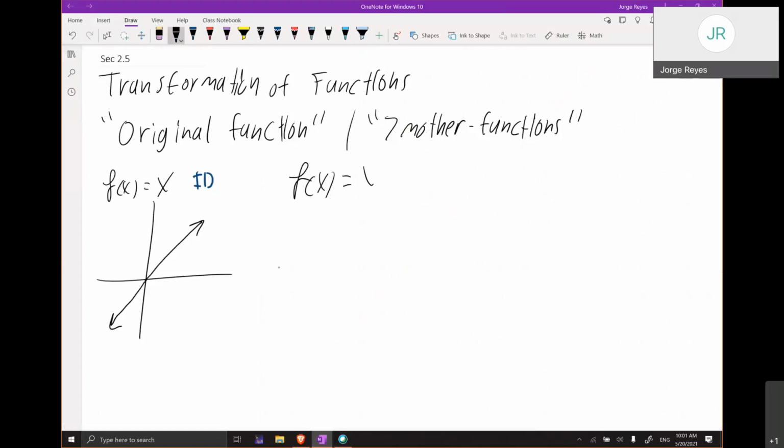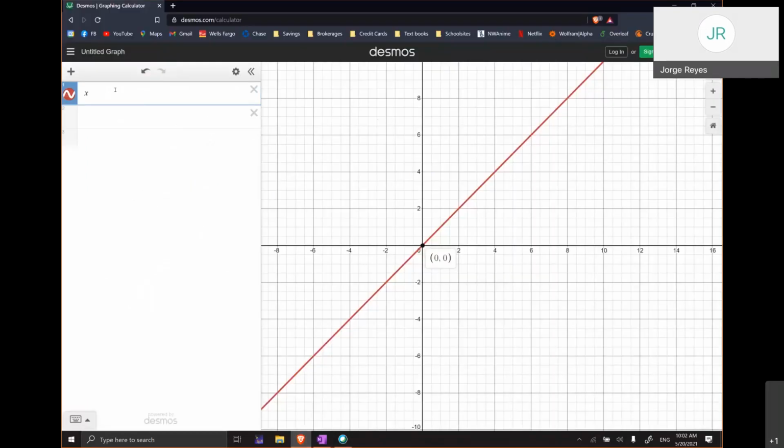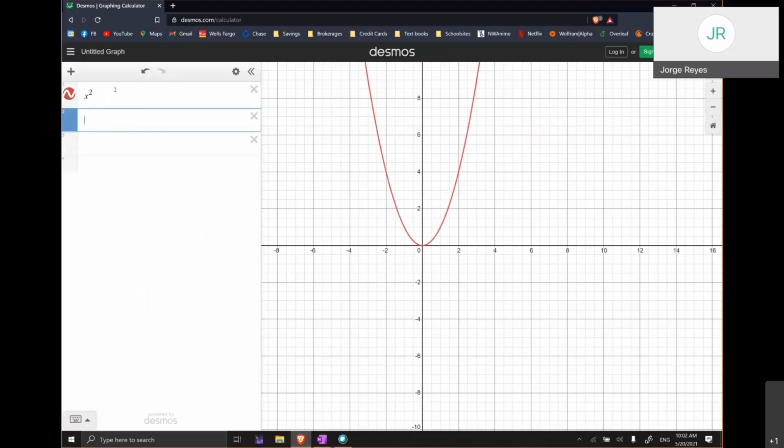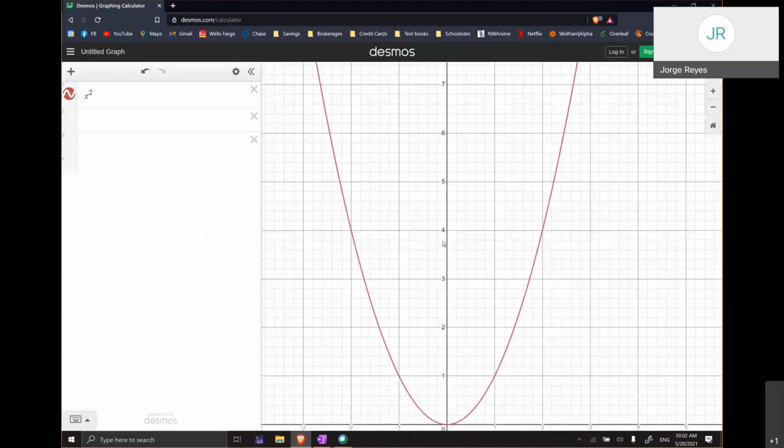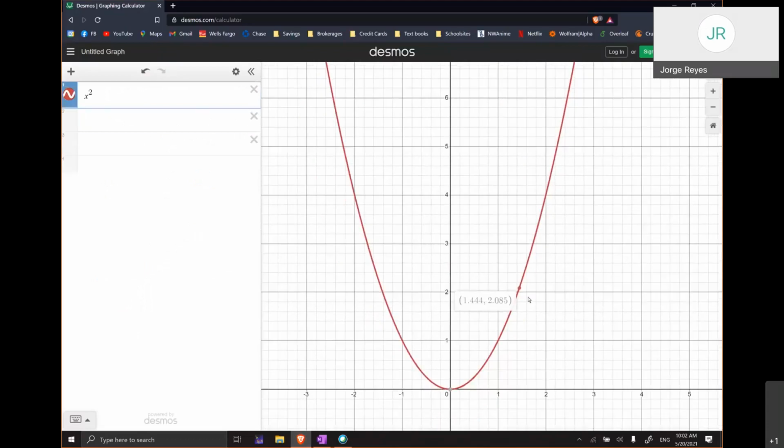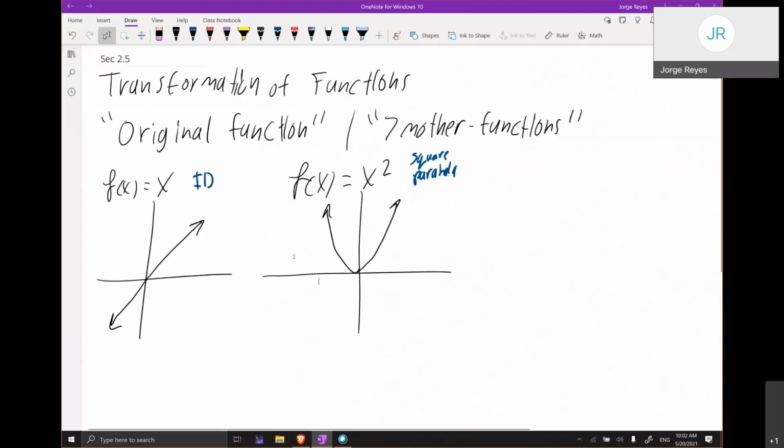Here f of x equals x squared. This is another one you should know because I talked about it a couple of sections ago. This one is a parabola, which we remember is the U-shaped thing. So it looks like this. If we want to, we can go on Desmos and just type a caret and a 2, ta-da! It's a parabola, and we can check. Here's 1, 1. Here is 2, 4. So a parabola is doing the squares.